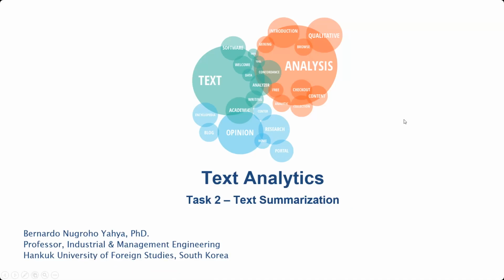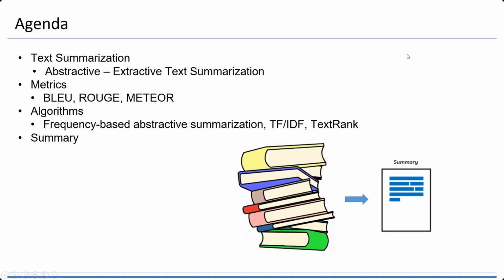The section about text summarization. So we are going to learn what is text summarization, and especially we are going to look at two different types of text summarization. The first is abstractive and the other is extractive. And we are going to learn some metrics.